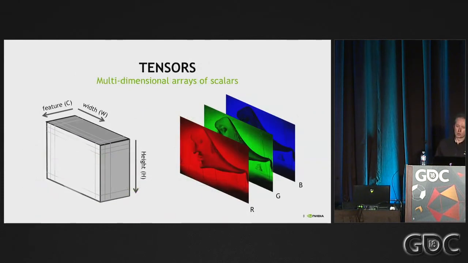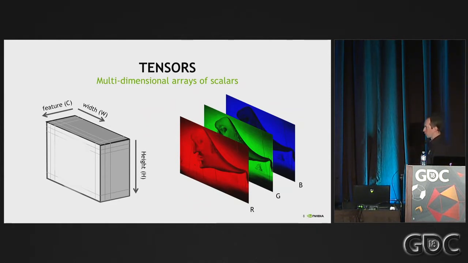So what are tensors? We think of tensors as multidimensional arrays of scalars, which are described with the number of dimensions, the number of elements per dimension, and the numeric type of each element. A simple example of a tensor is an image, which is of course something you're very familiar with.